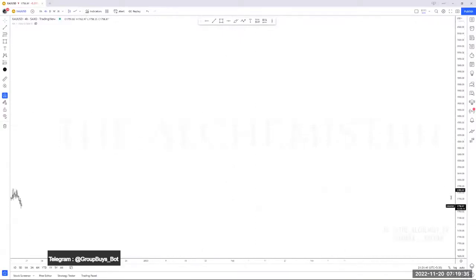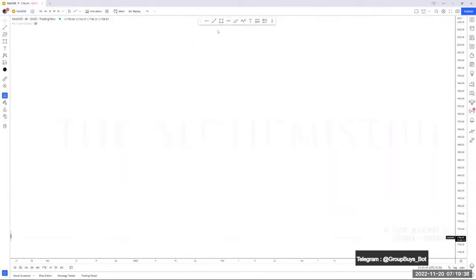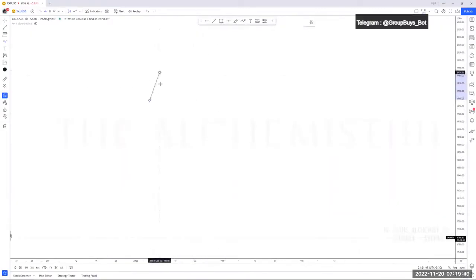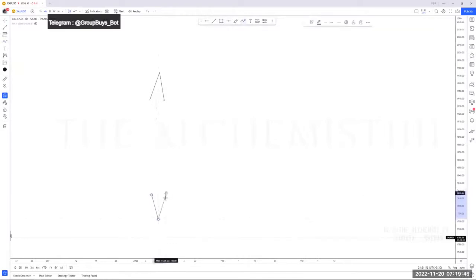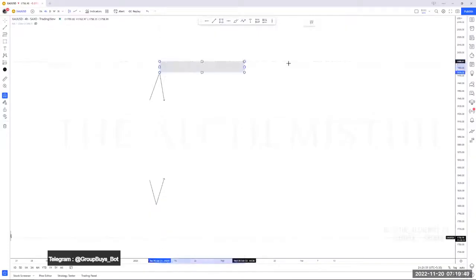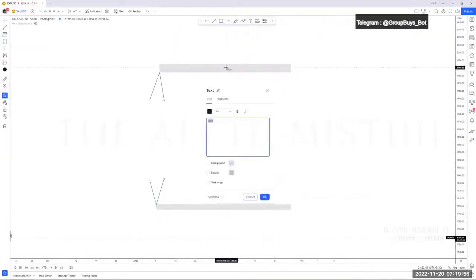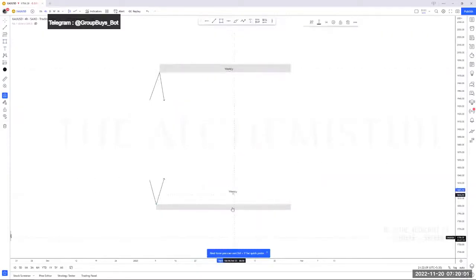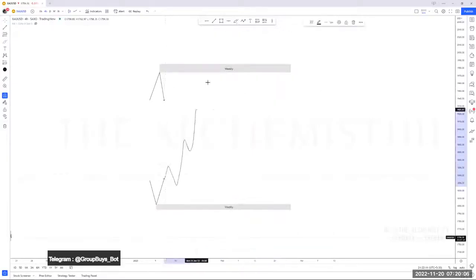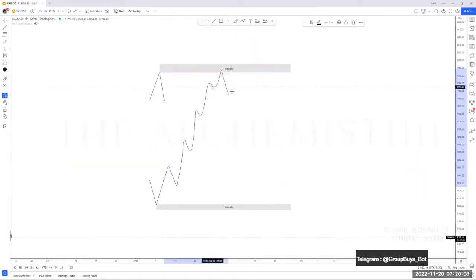Now, let me just draw it out properly and then explain. Let's say we had something like this: a resistance and a support on the daily. Actually, let's say this was the weekly. Now let's say the market is coming back into a weekly zone and did this.